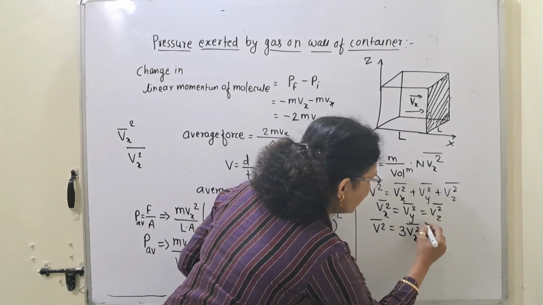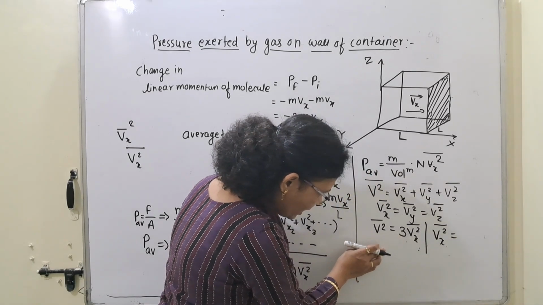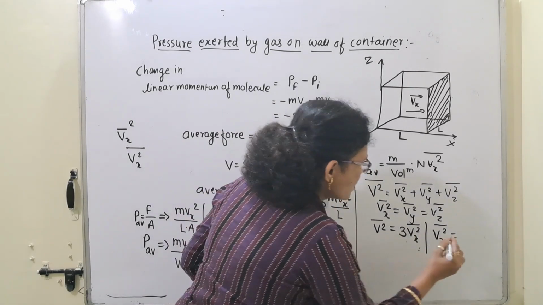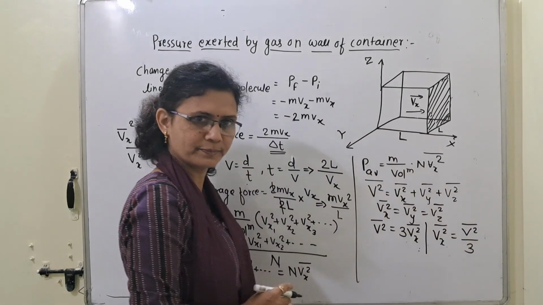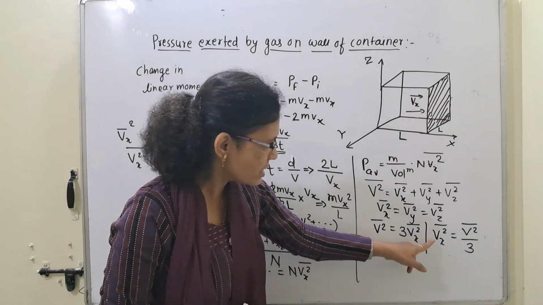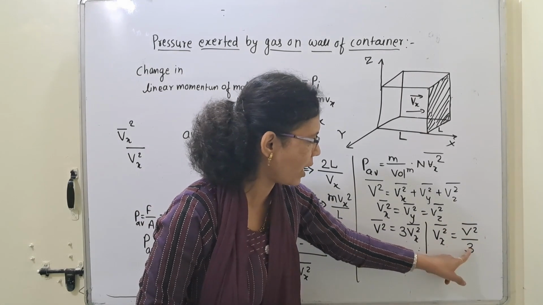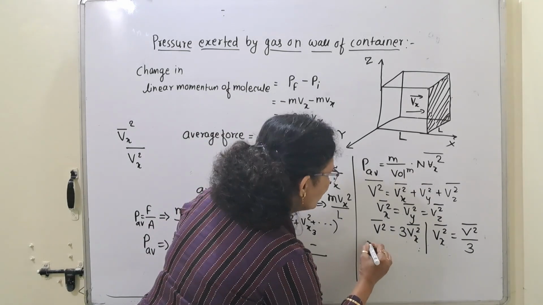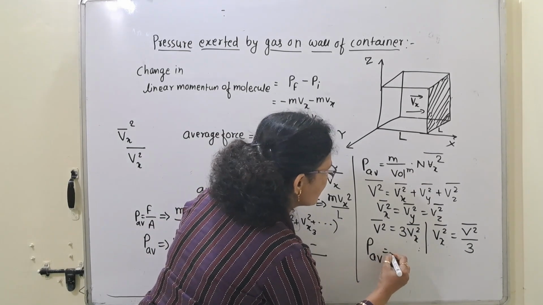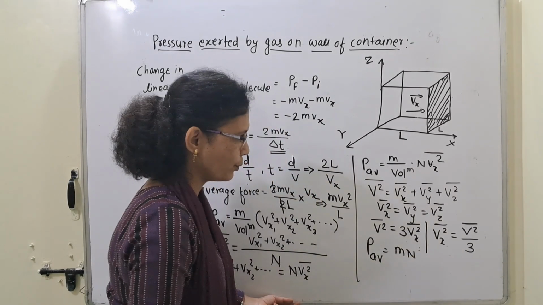So what will be the value of Vx square bar? That will be, 3 is going to divide here, so V square bar upon 3. Right? This value Vx square bar will be V square bar upon 3. So put this value in this equation. You will get P average is equal to mass into total number of molecules.